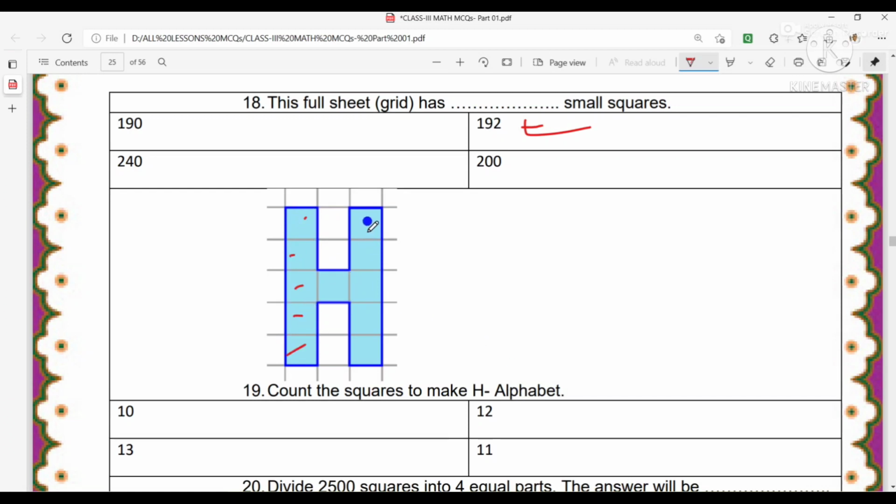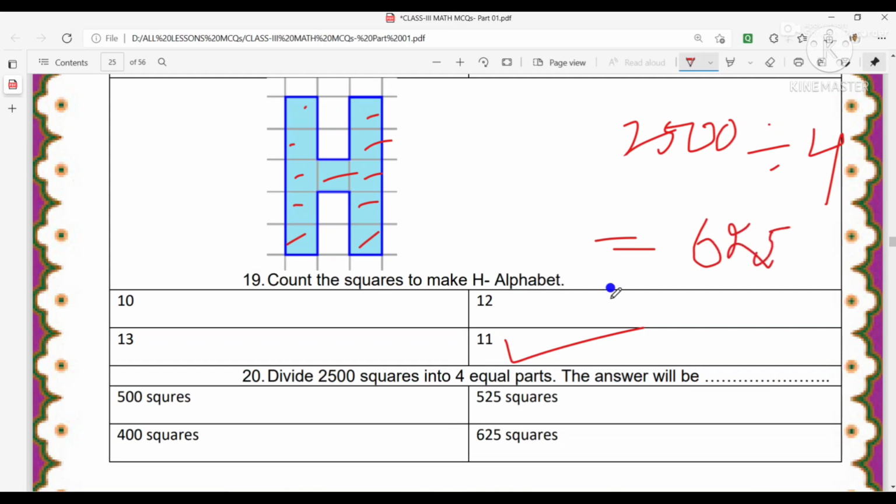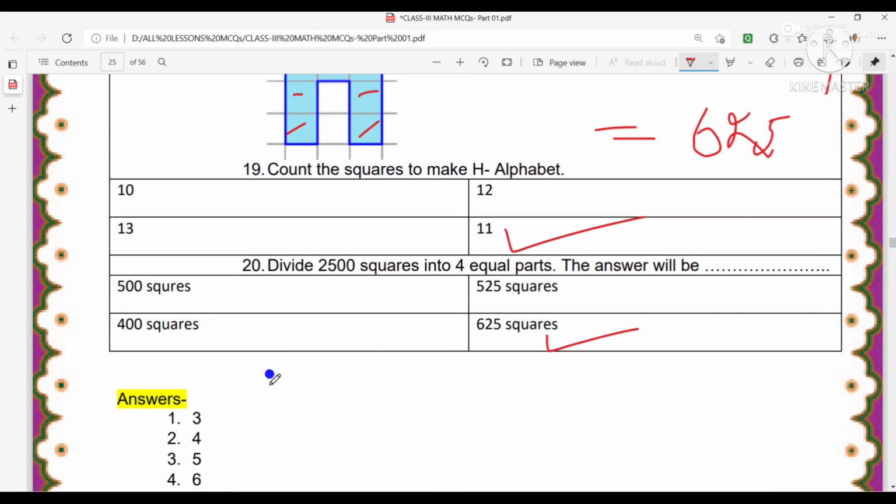Next, count the squares to make the H alphabet. 1, 2, 3, 4, 5, 6, 7, 8, 9, 10, 11. 11. Then divide 2500 squares into 4 equal parts. So 2500 you have to divide by 4. You will get 625, right? 625 squares you will get.